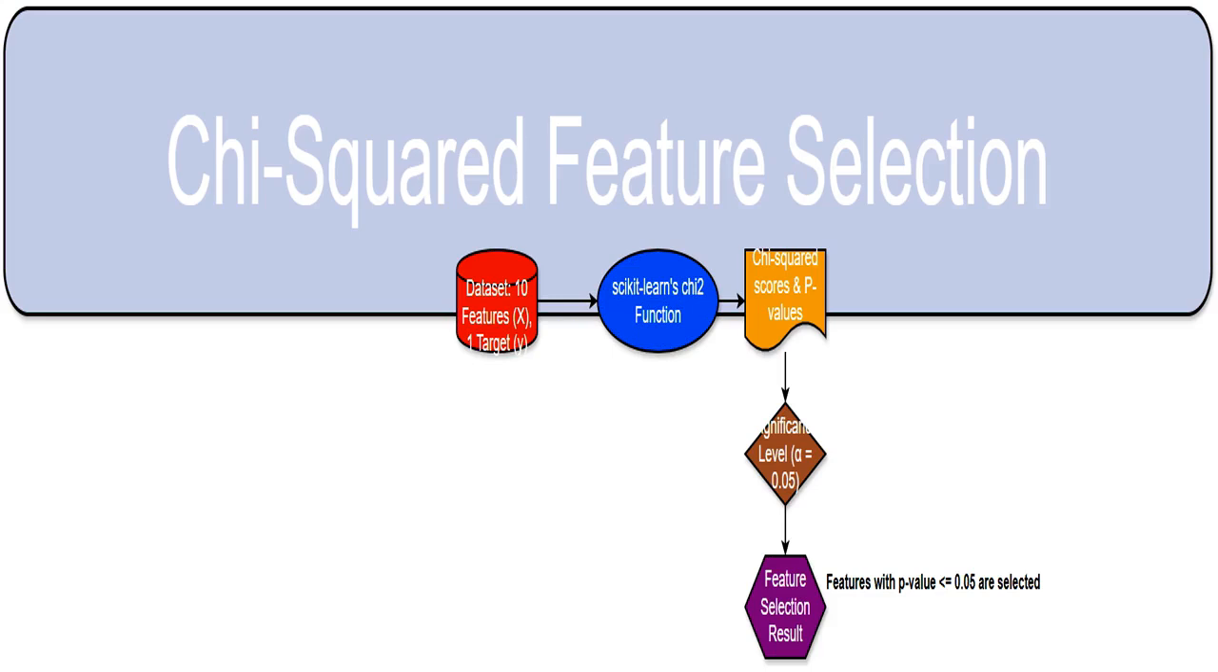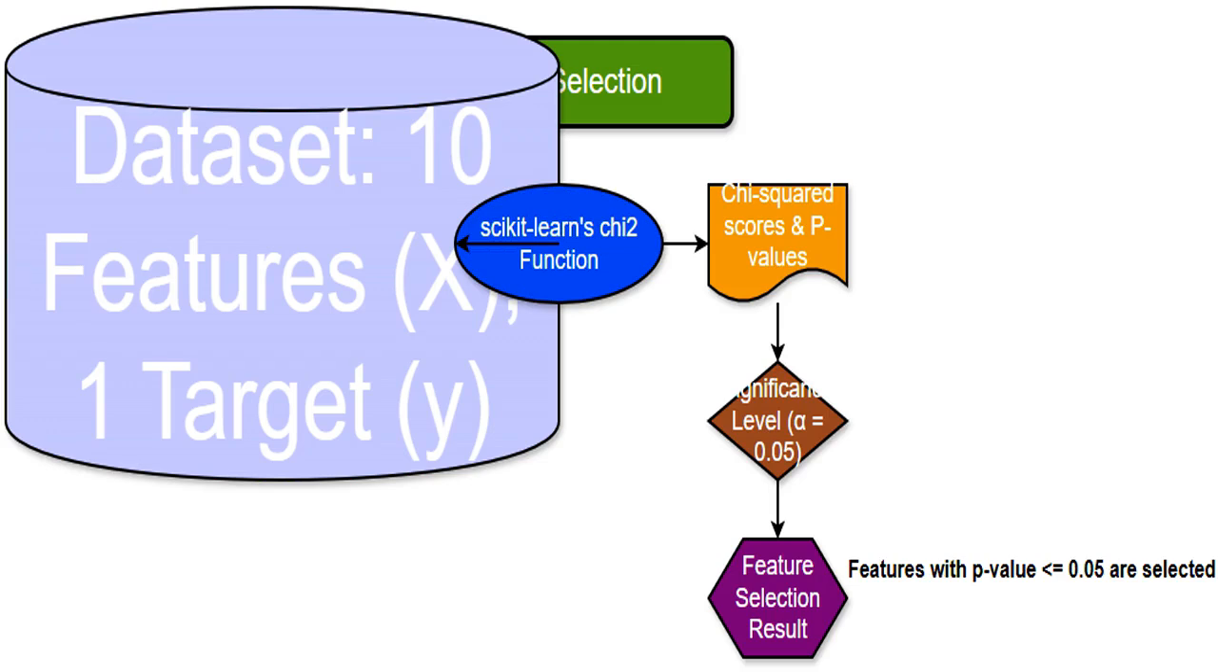I'm using the chi2 test, a statistical method perfect for figuring out which features in my dataset are most important for predicting customer churn. It's all about finding those features that are strongly linked to whether a customer leaves or stays. I have a dataset with 10 features, X, which are different characteristics about my customers, and the one target variable, Y, is whether the customer churns, leaves, or not.